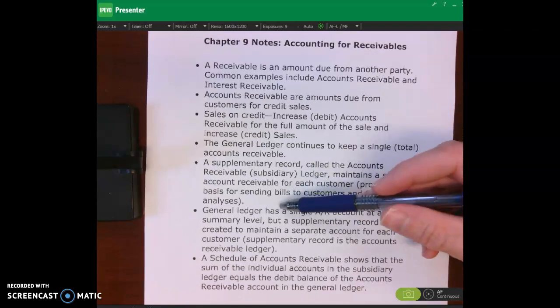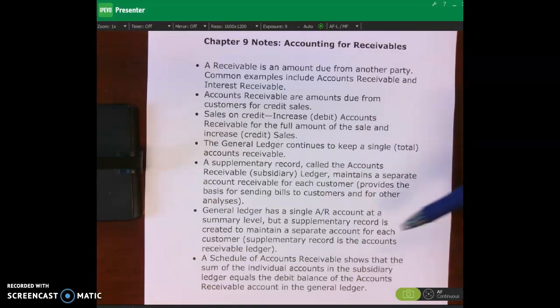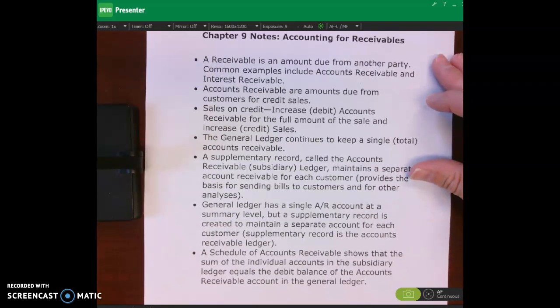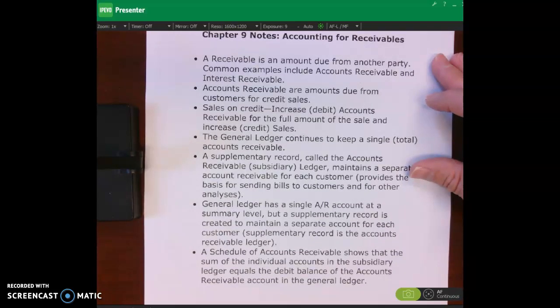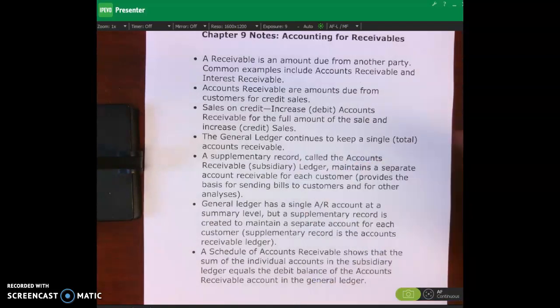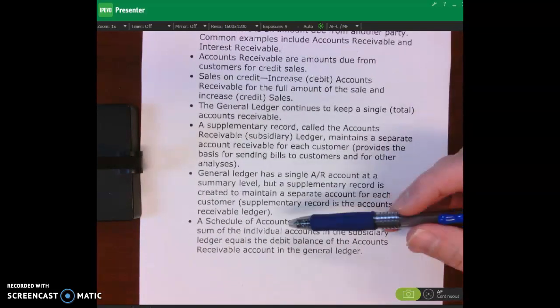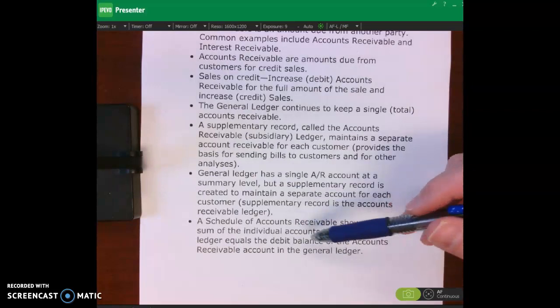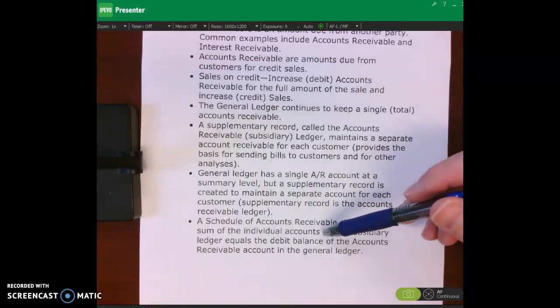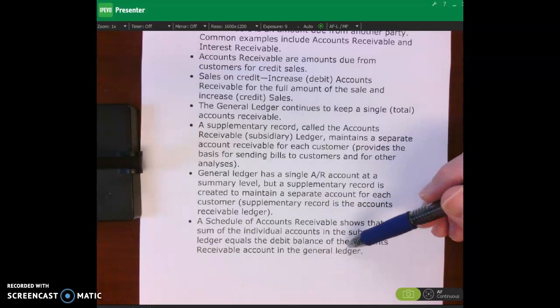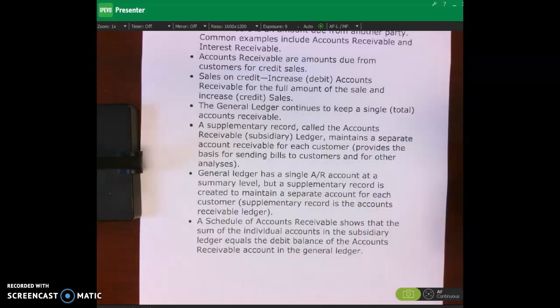So that's what I'm saying here: our general ledger has a single accounts receivable at the summary level. It says, here's the amount due from all of your customers. But if we want to know the detail for each customer, we have to go to the subsidiary ledger. And then we also have a schedule of our accounts receivable that would show the sum of our individual amounts in the subsidiary ledger equals the balance in our accounts receivable in the general ledger.